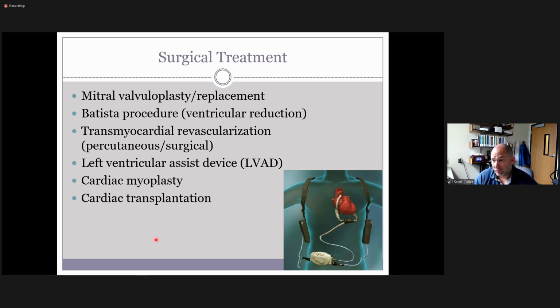So that's measurements. What else might we do on the echo? In 2D, before we leave 2D, so 2D and M-mode are going to be similar as far as what we do.